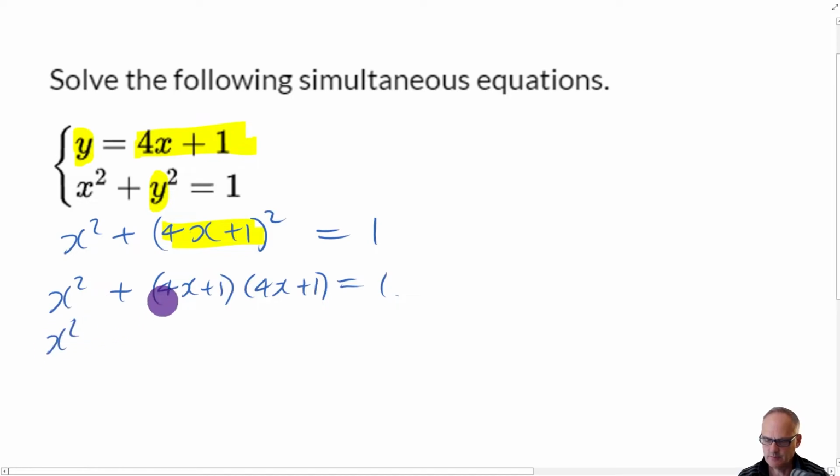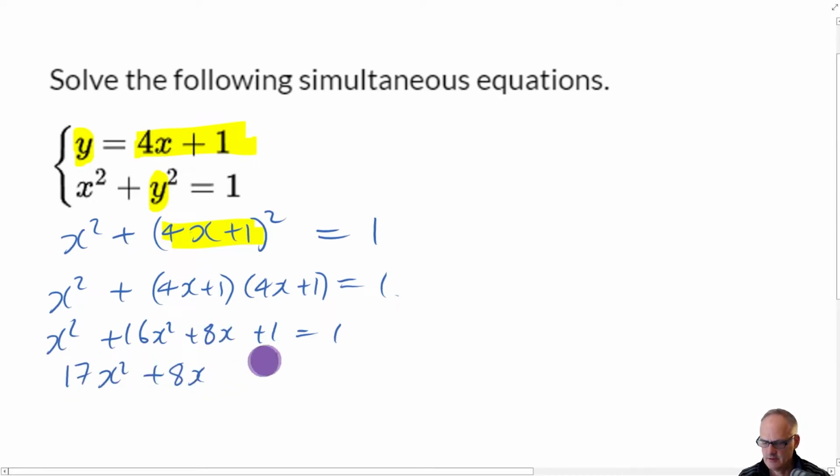When you multiply this all out, you'll get a 16x squared. You'll get a 4x and another 4x, which will give me 8x. And then we get 1 times 1, which is just 1. And that equals 1. So we combine the x squareds to get 17x squared. We've got the 8x there, but we can take away 1 from both sides and we just get 0.